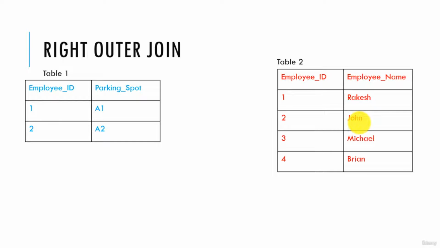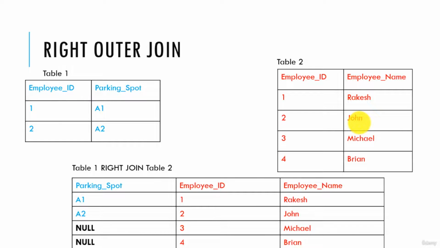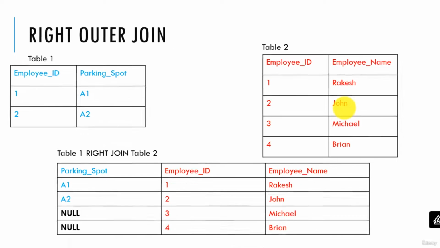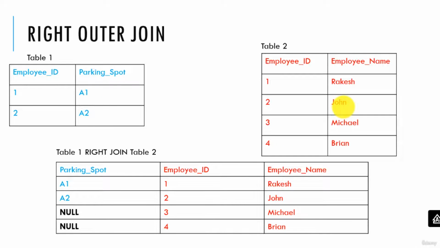And if you find a match with table 1, well and good. If not, put a null in the corresponding cells. So employee ID 1 and 2 common, yes, you got data from both, we're good. Employee ID 3 and 4, there is data only in the table 2, in the right table. So take that and put nulls for your left tables. So let's look at this.